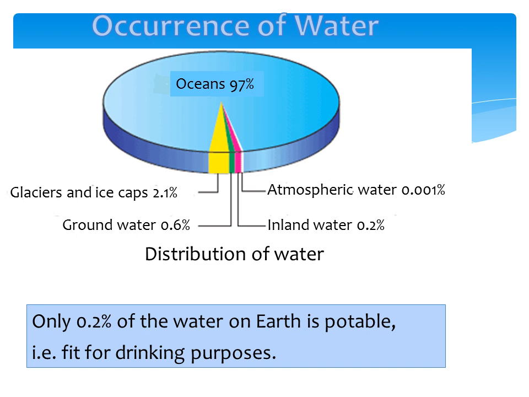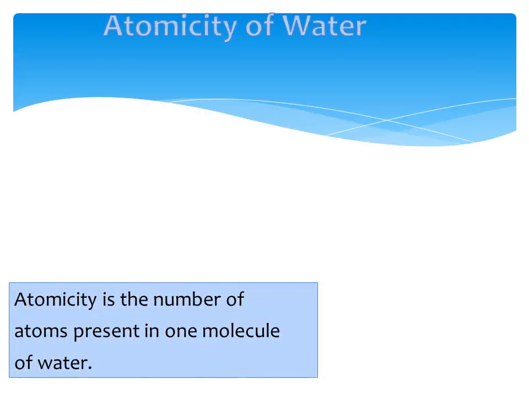As far as potable water is concerned, it is roughly 0.2% of the total water present on Earth. Potable water is water that is fit for drinking, because not all water on Earth is potable. Most of the water is unfit for drinking, and from that you can imagine the total occurrence of water on Earth.